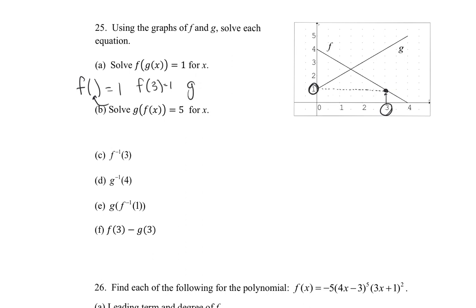Then we have to find out where g of x equals 3. So we go to 3, and we see that happens at 2. So when we plug in 2 here, we get 3, so that means x is equal to 2. That's the thought process behind these, so I'm going to do the next few of them quickly.